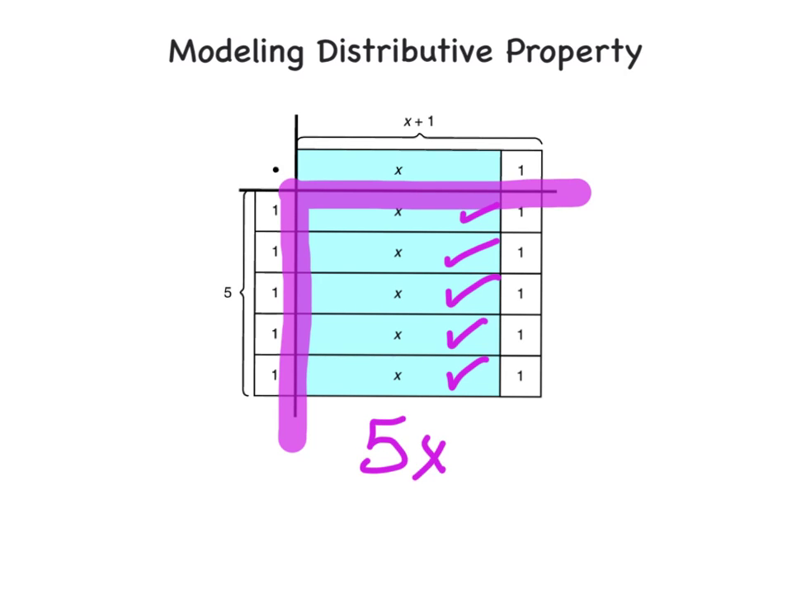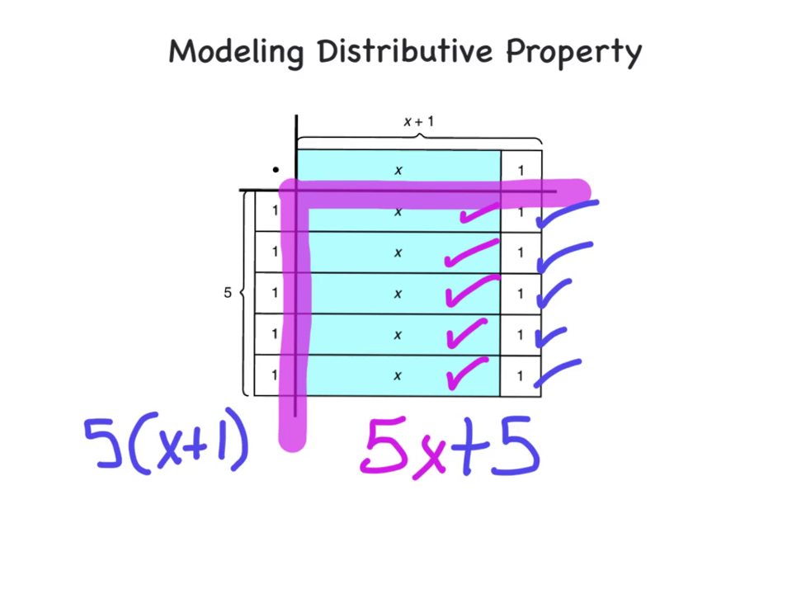And then I can look over here at how many ones I have. 1, 2, 3, 4, 5. So plus 5. So once again, I can rewrite this as 5 times x plus 1, which is equal to 5x plus 5.